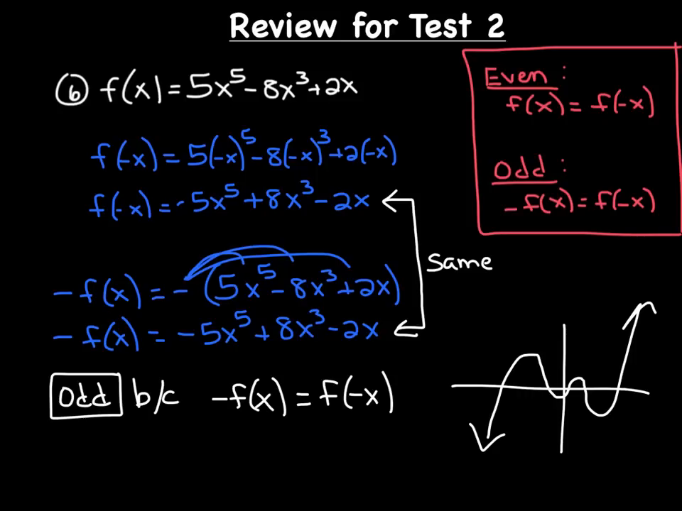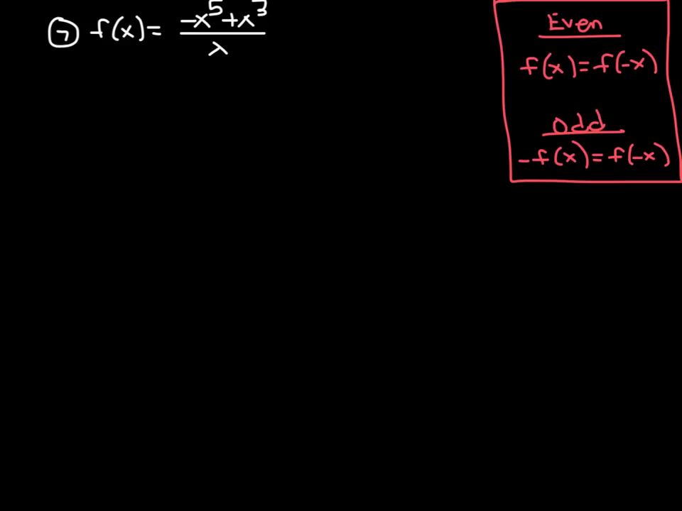So this is odd. Okay, so number 7 asks you to determine whether f of x is odd, even, or neither. Now, I have our rules up here for even and odd, so let's just check them out. I first like to determine f of negative x, because you need that whether a function is even or odd. And if it's even, once you determine f of negative x, if that's equivalent to f of x, then you're done. So let's try it out.